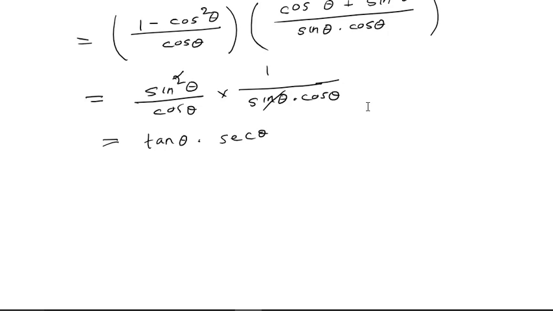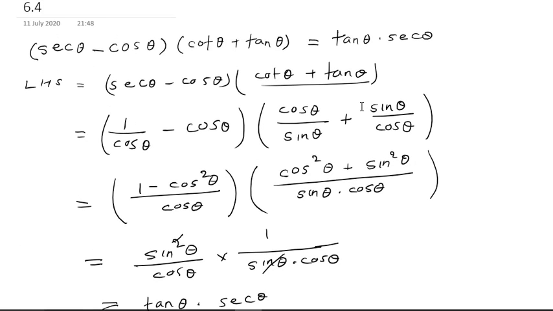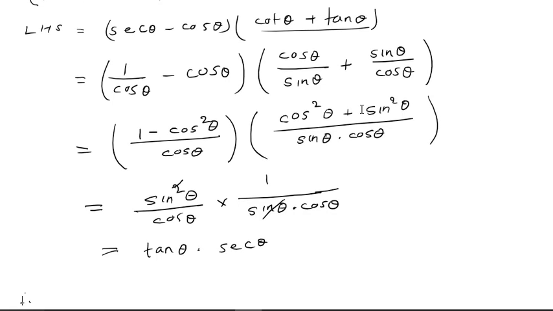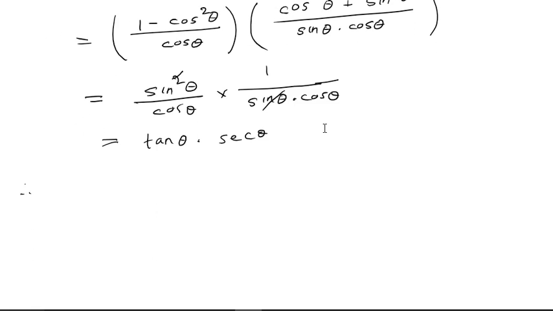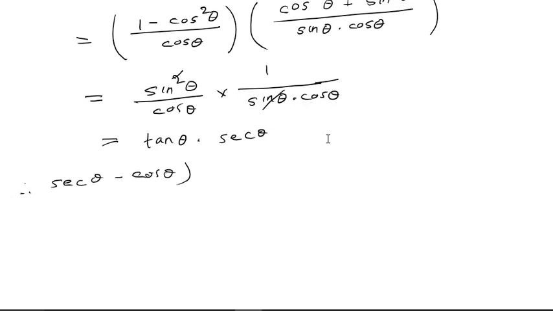So therefore I will say that (sec theta minus cos theta) into (cot theta plus tan theta) is equal to tan theta into sec theta.